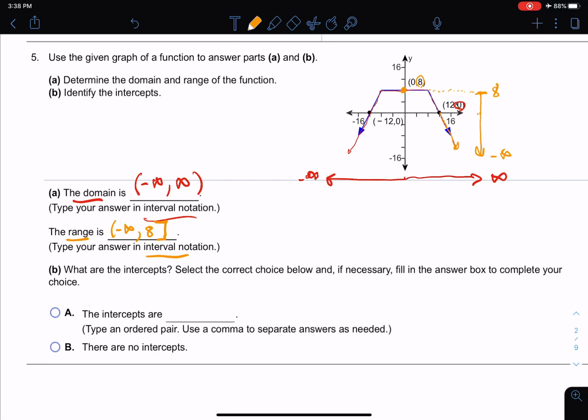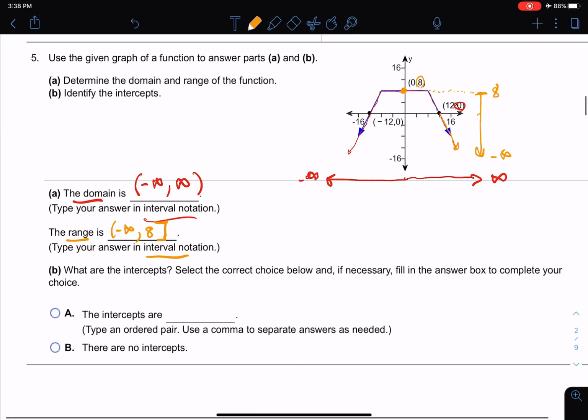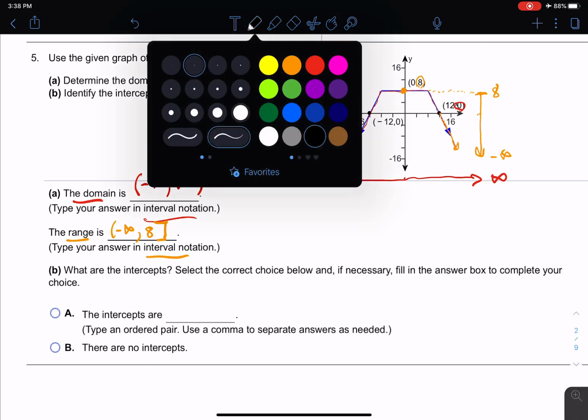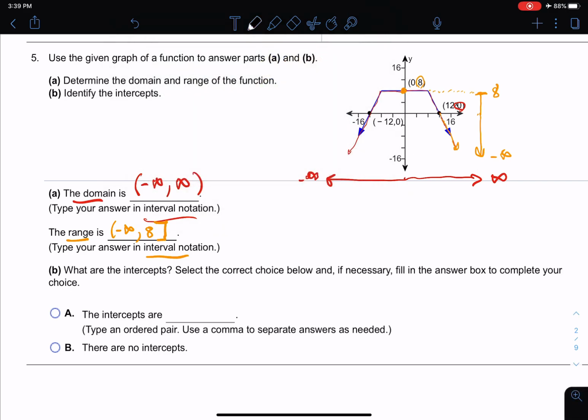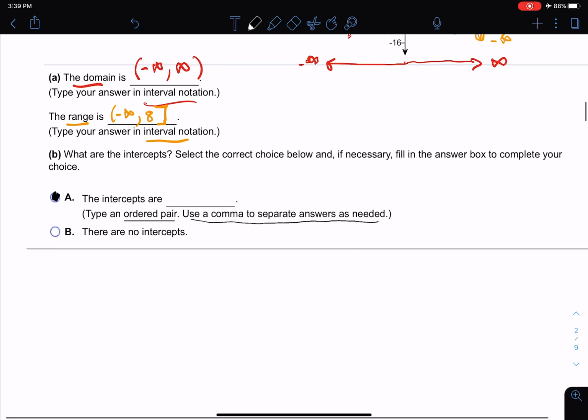What are the intercepts? Select the correct choice below, and if necessary, fill the box. Okay, so what are the intercepts? They didn't just say x-intercepts, they said intercepts plural, and not just x-intercepts, y-intercepts as well. So I just need to list all my intercepts. Now, I would recommend that you take a look at the directions in the parenthesis. Type an ordered pair, use commas to separate the answers as needed. So that is important because it sometimes gets a little picky if you don't follow their advice there.